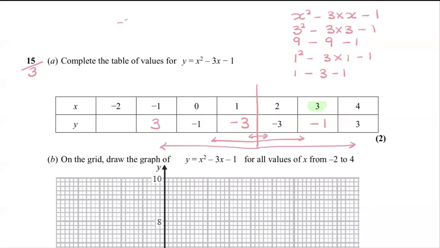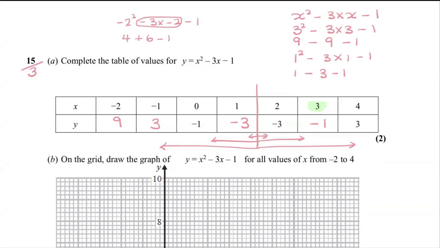So I've got minus 2 squared, take 3 times minus 2, take 1. Now minus 2 times minus 2 will be positive 4. Minus 3 times minus 2 would be positive 6. And then I've got that minus 1. So that's going to give me 9.